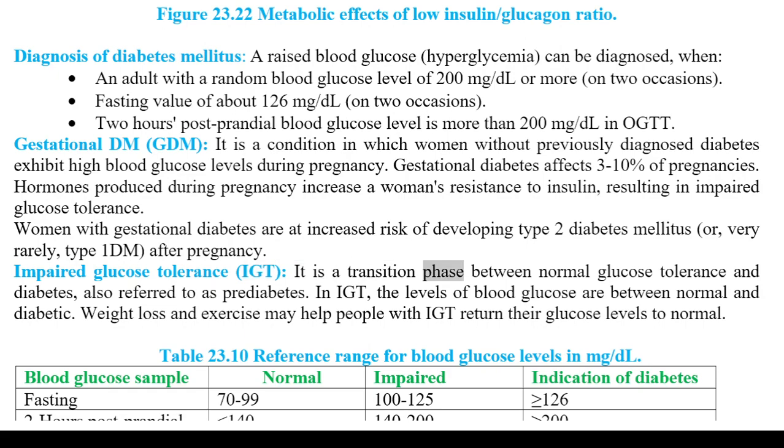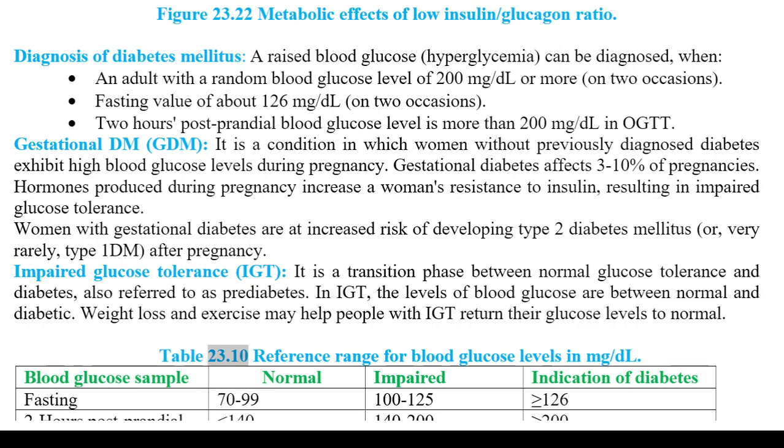Impaired glucose tolerance, IGT. It is a transition phase between normal glucose tolerance and diabetes, also referred to as prediabetes. In IGT, the levels of blood glucose are between normal and diabetic. Weight loss and exercise may help people with IGT return their glucose levels to normal.